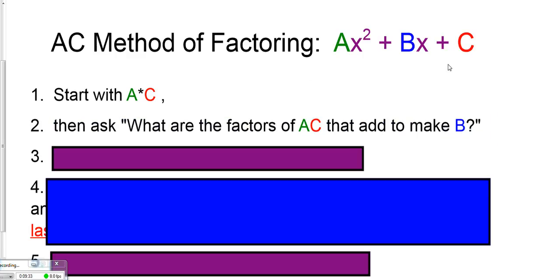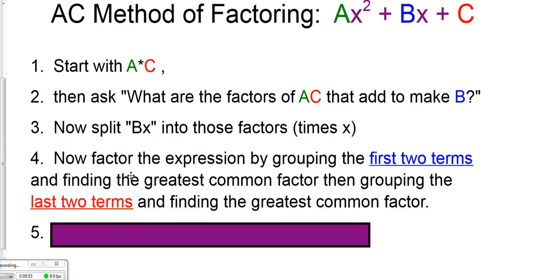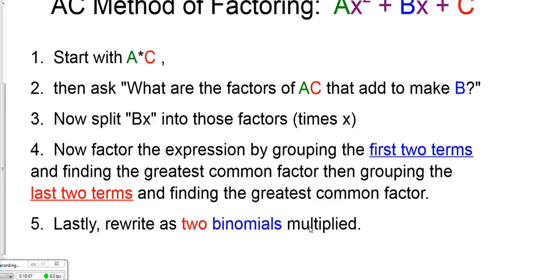Once you have a times c, then you need to ask yourself, what are the factors of AC that add up to make b? Once you know those two factors, you're going to split this bx into those factors. And again, those factors are just going to be coefficients times x. Now we factor the expression by grouping the first two terms and finding the greatest common factor, then grouping the last two terms and finding the greatest common factor. Lastly, we rewrite it as two binomials that are multiplied together.